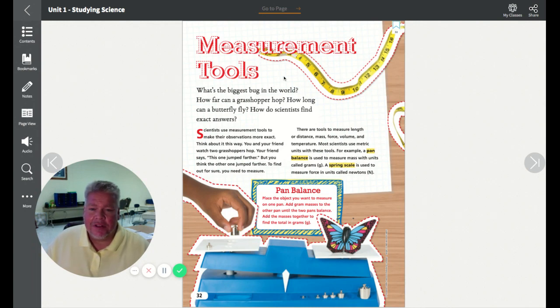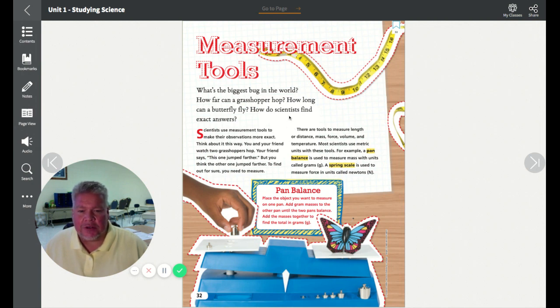Measurement tools. What's the biggest bug in the world? How far can a grasshopper hop? How long can a butterfly fly? How do scientists find the exact answers? Scientists use measurement tools to make their observations more exact. Think about it this way. You and your friend watch two grasshoppers hop. Your friend says, this one jumped farther, but you think the other one jumped farther. To find out for sure, you would need to measure.